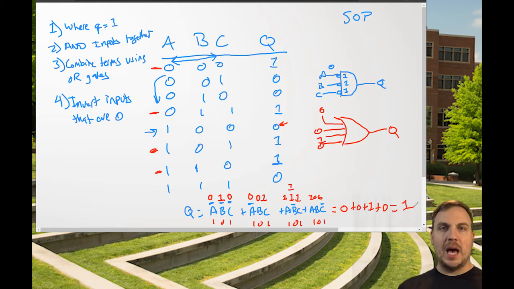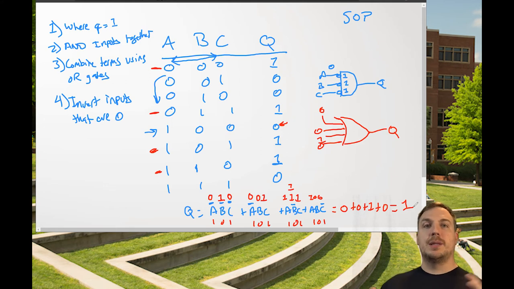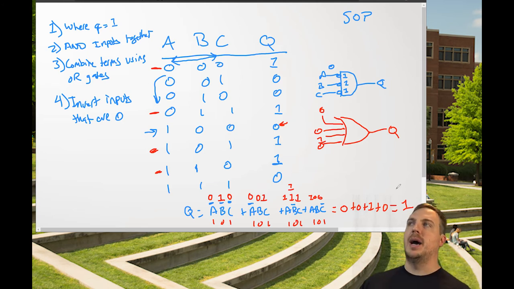So let's take a look at the other method, which is called products of sums. If you think of sum of products, we got the products first, order of operations, and then we add them all together. Now what we're going to do is flip that. We want to add our inputs, and then AND our terms together. Remember, in sum of products, we ANDed our inputs together, and then we ORed all of our terms together. Remember, a term is just multiple inputs being combined, okay?